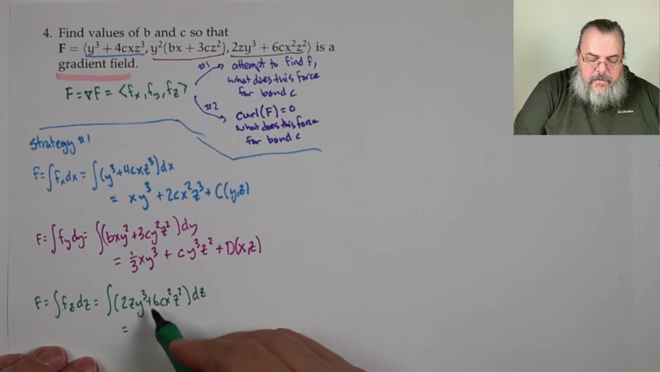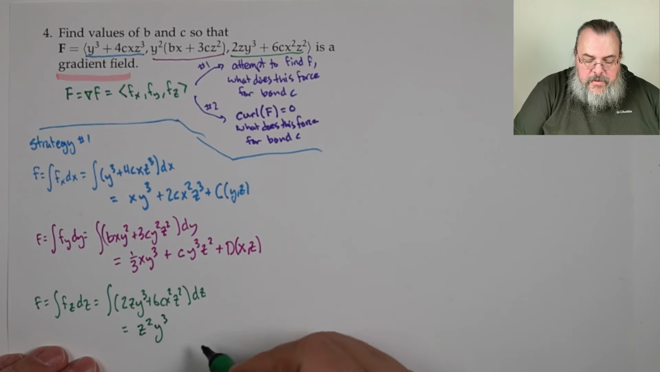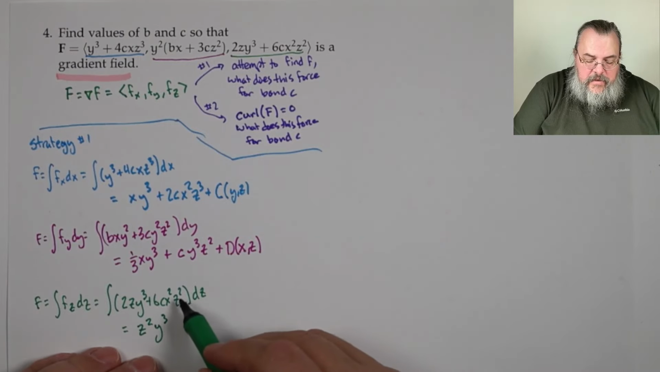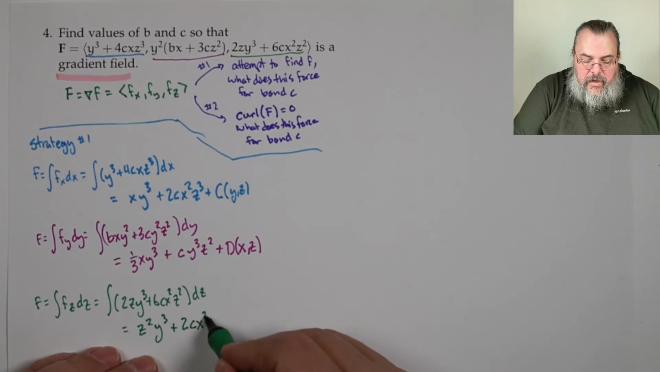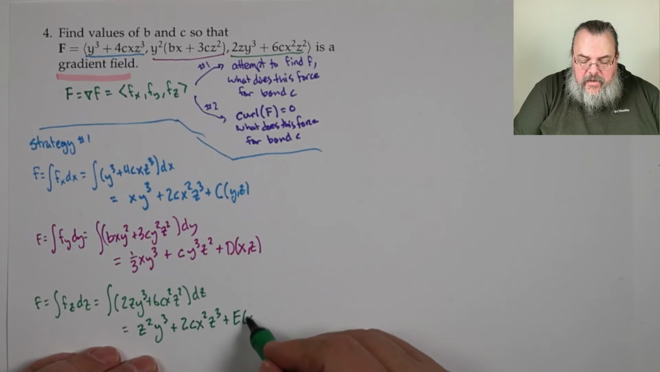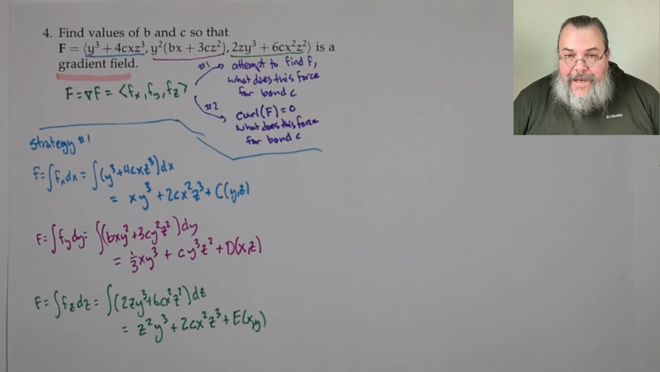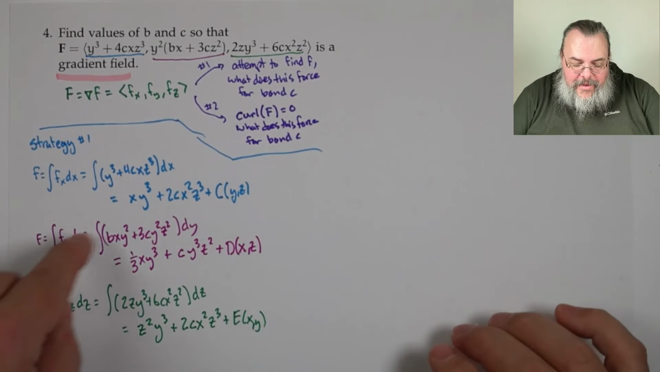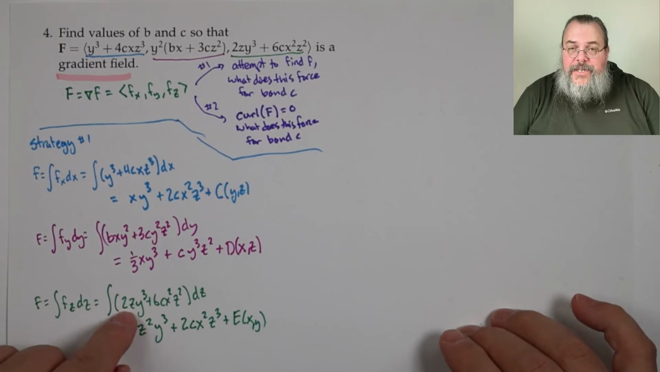Well, integral of the first slot with respect to z, z squared y cubed. And now, integral of the second slot, there's a z squared, so that's going to become z cubed divided by 3. So that's 2c x squared z cubed plus anything which doesn't depend on our z. So something which depends only on x and y. So these are 3 ways to look at our function.